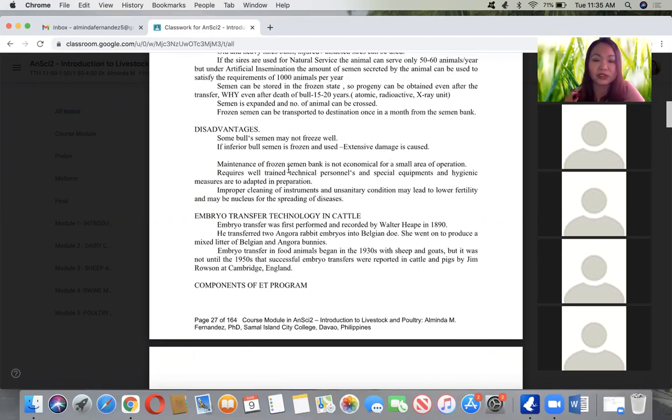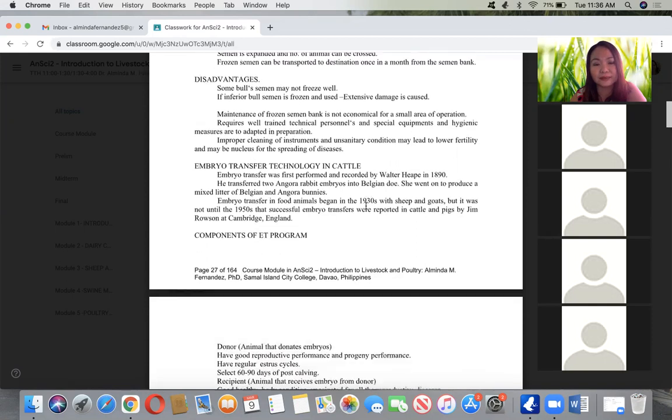The maintenance also in the frozen semen bank is very expensive, not economical for small operation only, and requires well-trained technical personnel and special equipment and hygienic measures to adapt in preparation. Improper cleaning of instruments and unsanitary conditions may lead to lower fertility and may be a nucleus for the spreading of diseases.